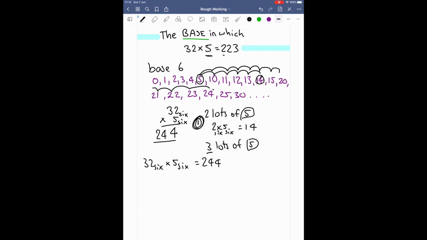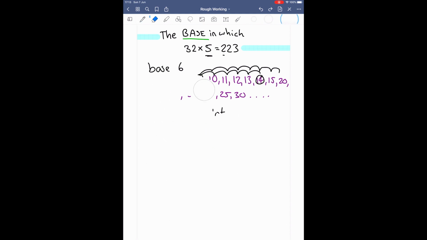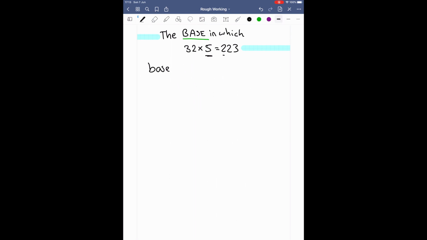But we're looking for 223. So base 6 is wrong. Okay, so that means that it's not in base 6. So now let's try base 7. Okay, so base 7. What could work from base 7? Well, 7 take away 1 is 6. So from 0 to 6 and then onward.